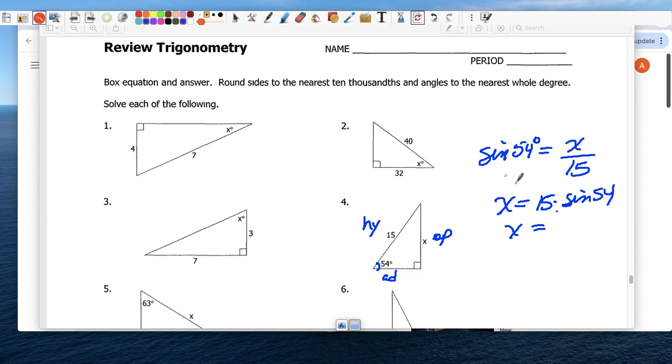So that gives you 12.13 or 12.14. Okay, so x, the opposite side, measures 12.14.